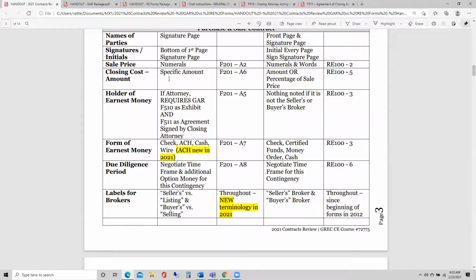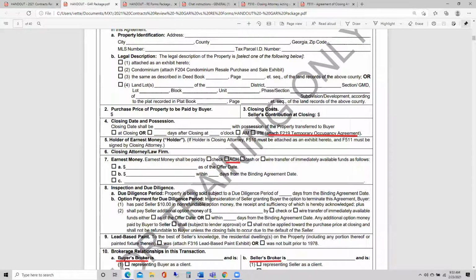Closing costs. In the GAR contract package, there is a specific dollar amount that you must fill in for closing costs. In the RE forms, you fill in a dollar amount or a percentage of sale price. So let's look at that. Again, this is GAR. Closing costs, you just fill in a dollar amount, numerals. Remember, anytime there's a dollar sign preceding a blank, you would fill in with numerals.